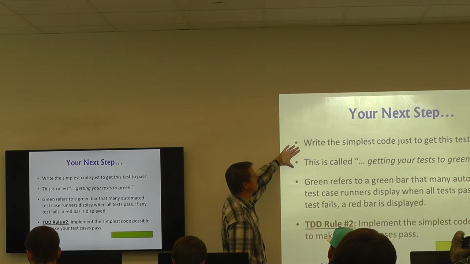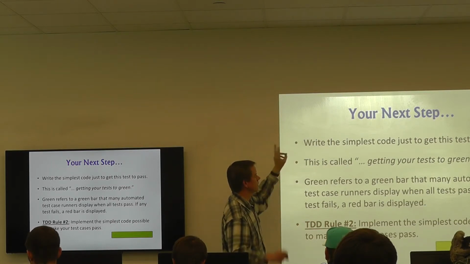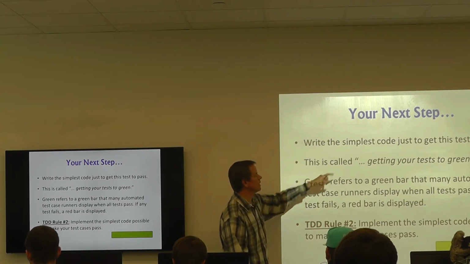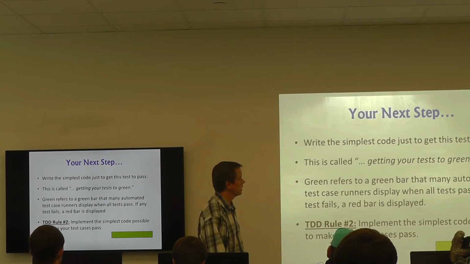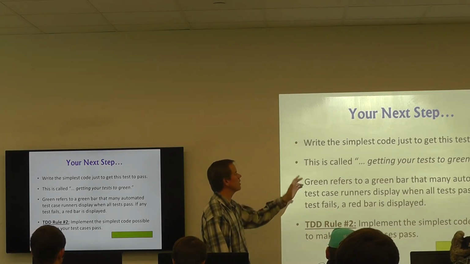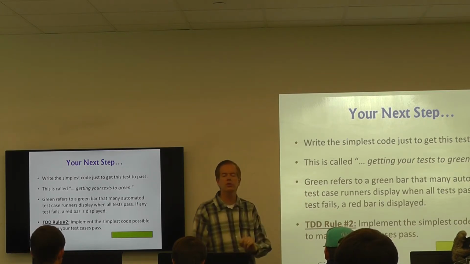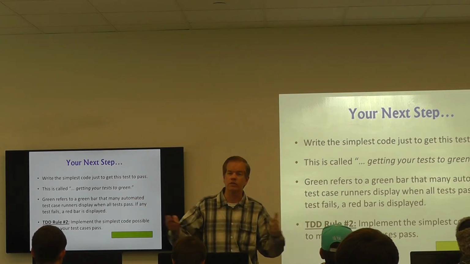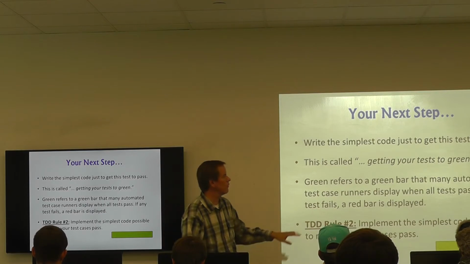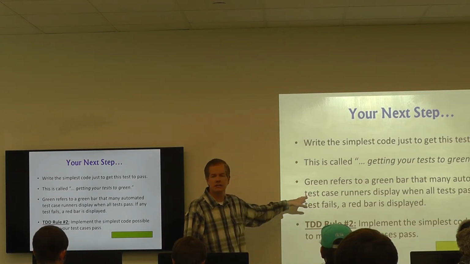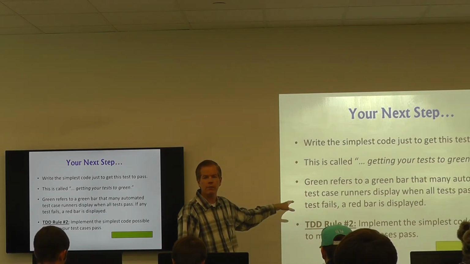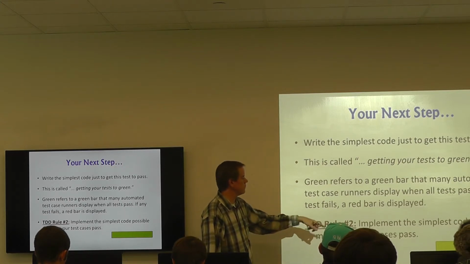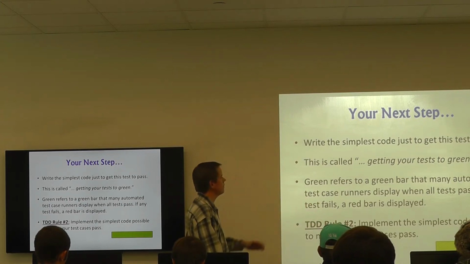All right, the simplest code to get this test to pass is called, in the vernacular of the industry, getting your tests to green. That green doesn't look very good, but the reason they call it getting tests to green is because most automated test systems use a bar system to show you how successful you're being with your test. If you have any of your tests that are not actually successfully passing, they will put a red bar up. If your test passed, then they'll actually go ahead and put a green bar up. So your goal is to get your test to the green bar.